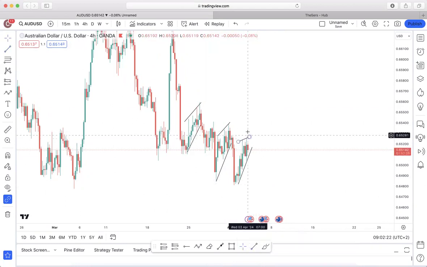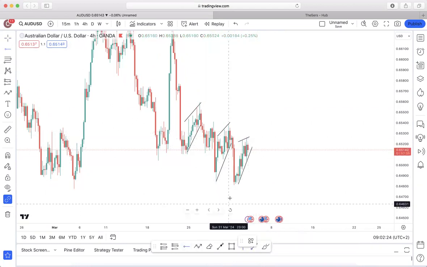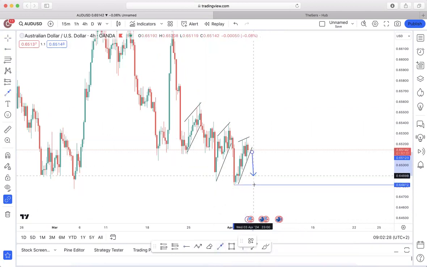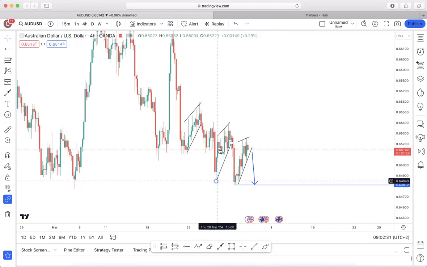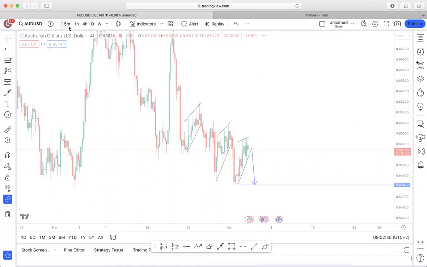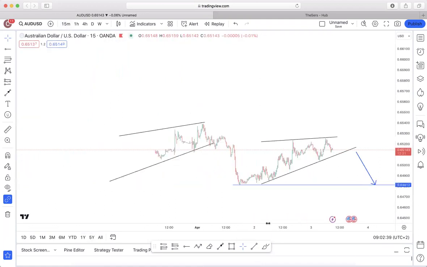Because we do have two swing highs and two swing lows. So this also has a high probability of impulsing all the way to the downside, just like price previously did once it broke out of the trend line. So we are looking at a similar type of movement. And now as we're dropping onto our lower time frame.